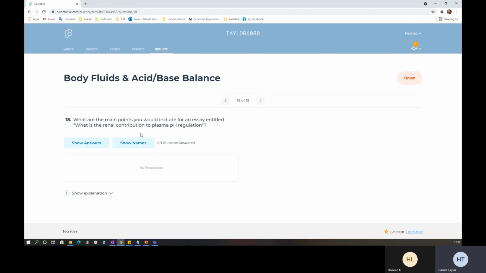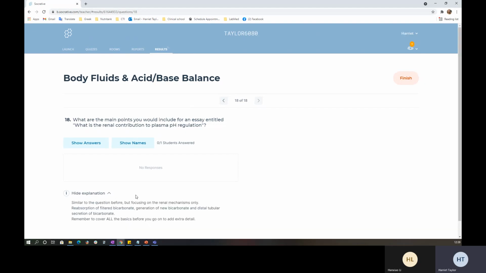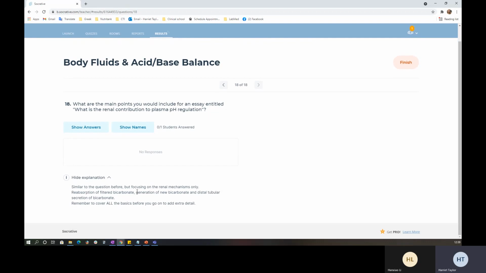And our last question, what is the renal contribution to plasma pH regulation? So that here is just dwelling more on the last of those mechanisms that we talked about before. So we're going to talk about the reabsorption of filtered bicarbonate, the new bicarbonate, and the distal secretion. And you go into detail, maybe draw some diagrams of those processes, just showing them that you really understand what's going on. And remember to cover all of those basics before you go on to add the extra detail.